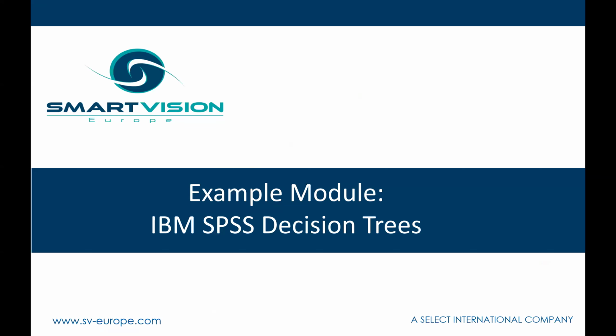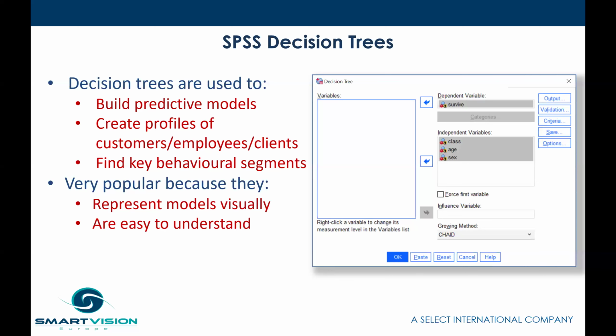But an example would be the decision trees module. It's a very popular module, and it would simply appear as an extra dialogue, an extra menu item within the analyze menu. And decision trees are very powerful because they're used to build predictive models and create profiles and find key segments. And they're very popular because they're kind of modeling without tears. It represents models very visually. They're pretty easy to understand. And as a result of that, they tend to be very widely used across many different applications.